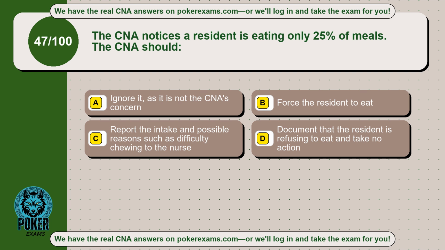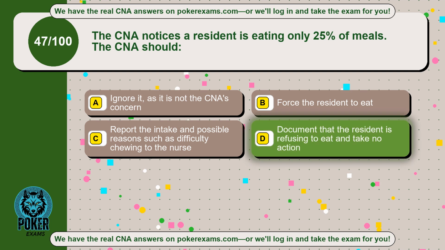Question 47. The CNA notices a resident is eating only 25% of meals. The CNA should: Option A, ignore it, as it is not the CNA's concern. Option B, force the resident to eat. Option C, report the intake and possible reasons such as difficulty chewing to the nurse. Option D, document that the resident is refusing to eat and take no action.